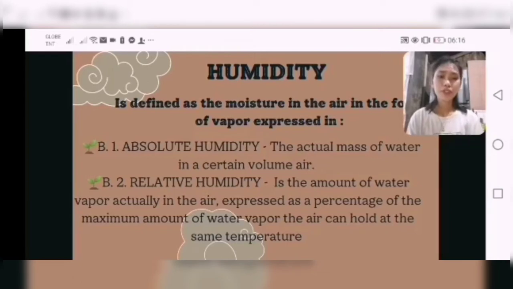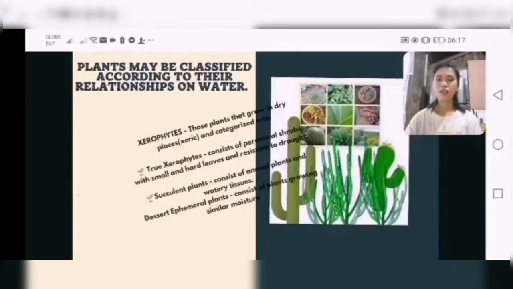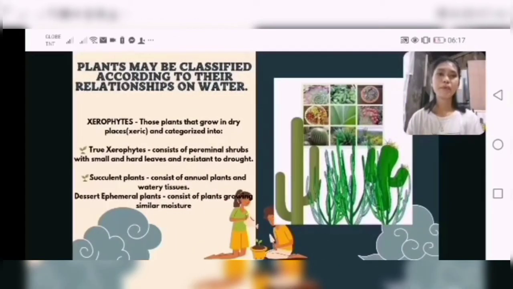Second, relative humidity, is the amount of water vapor actually in the air, expressed as a percentage of the maximum amount of water vapor the air can hold at the same temperature. Plants may be classified according to their relationships to water.